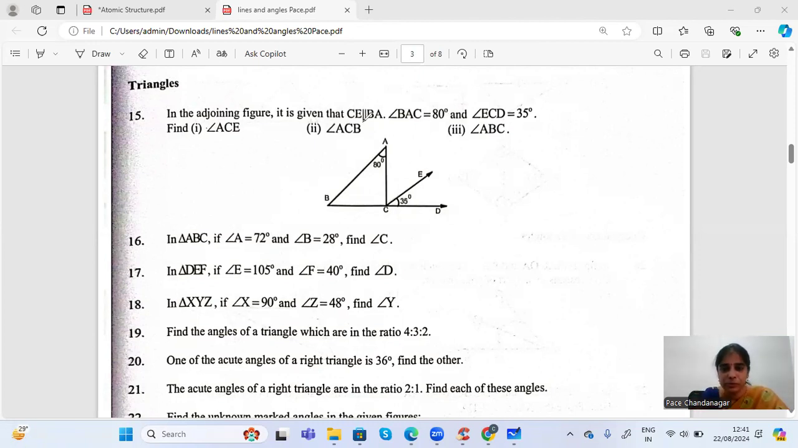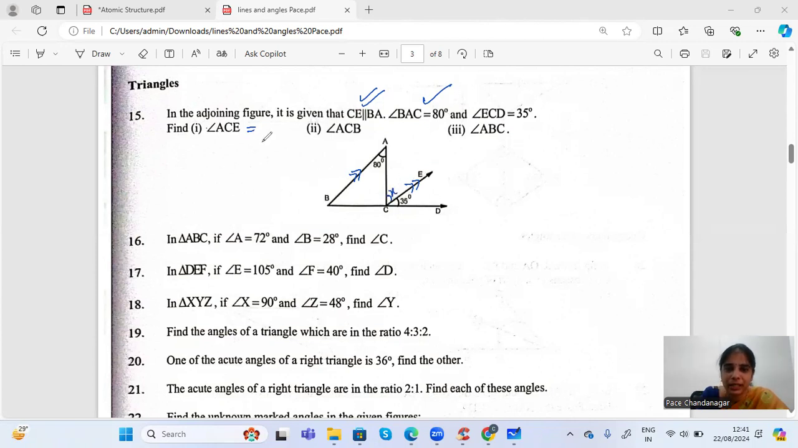Clear? Now observe here, CE parallel to BA is given. I am just taking a parallel notation. CE is parallel to BA. Parallel notation is represented by an arrow mark, I already told you earlier. Now BAC is 80 degrees, it's already mentioned there. ECD 35 is also mentioned here. The question is regarding ACE. Now observe where ACE is.